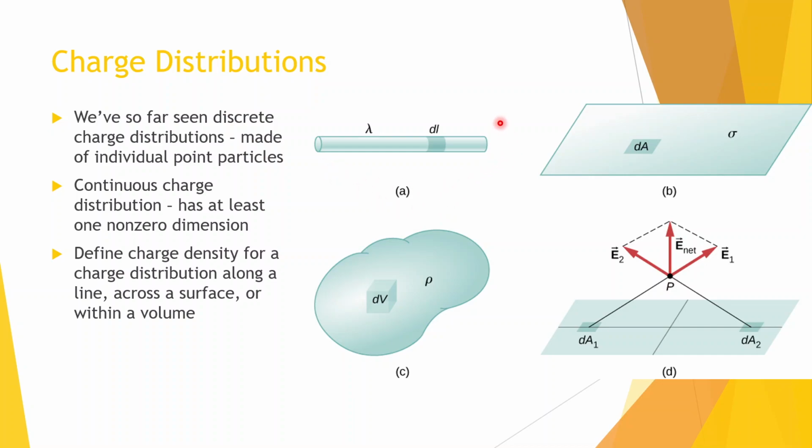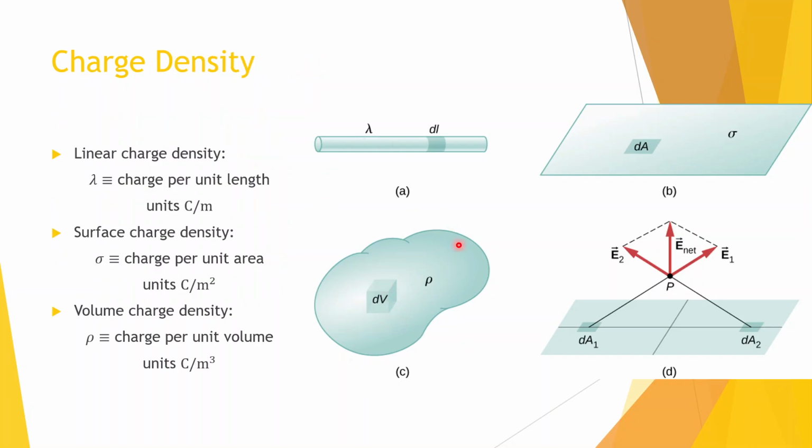So here in part A, we have a line charge. This would be like an infinite rod, say. An infinite rod would be just a line of charge. Then we have a surface of charge, and this would be maybe like a very, very thin sheet of paper. That would be a good example. And then we also have a volume, which would be any sort of volume.